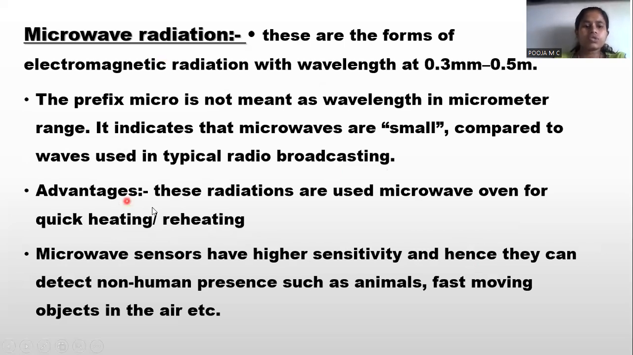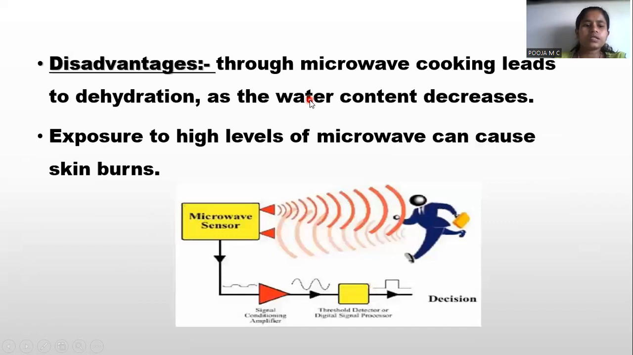The advantages of microwave radiation are that it is used in microwave ovens for quick heating or preheating. Microwave sensors have higher sensitivity and hence they can detect non-human presence such as animals, fast-moving objects in the air, etc. The disadvantages of microwave radiation are that microwave cooking leads to dehydration as the water content decreases.